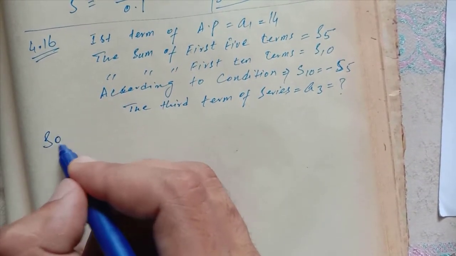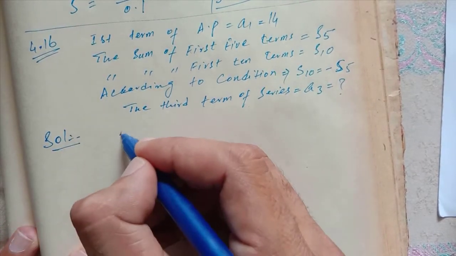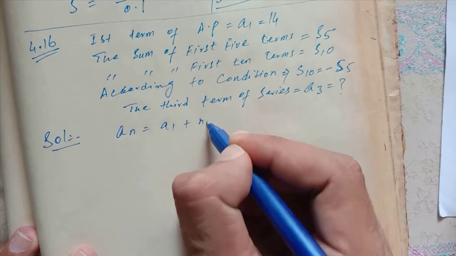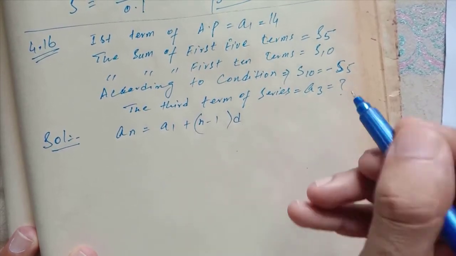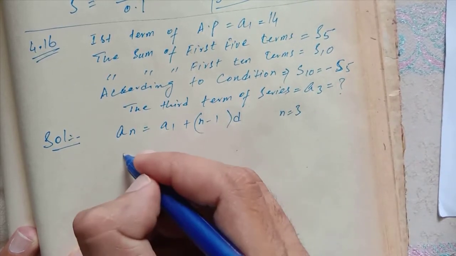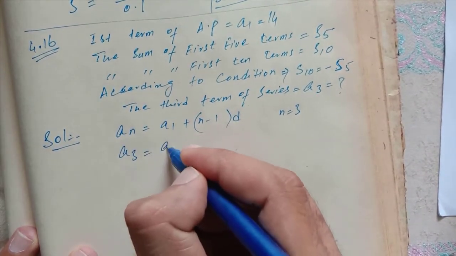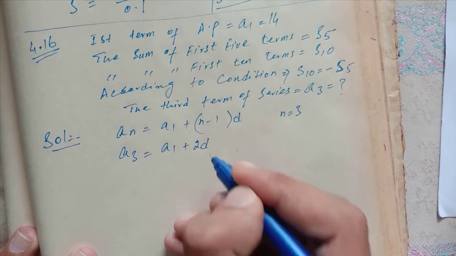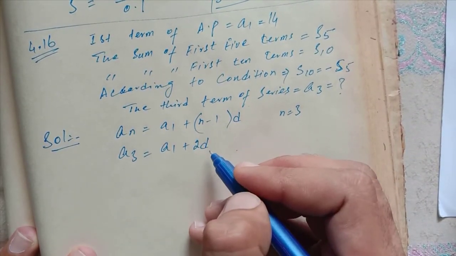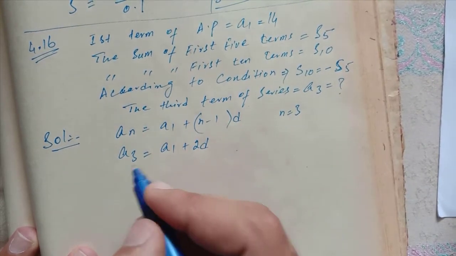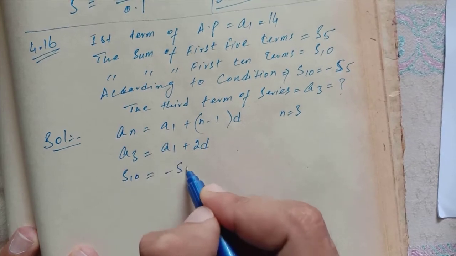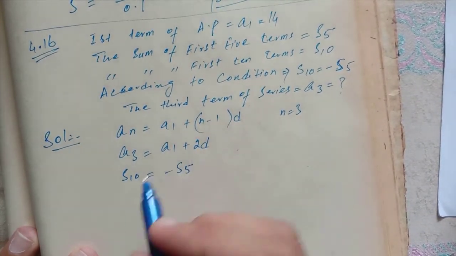So solution is An equal to A1 plus N minus 1 D. So N equal to 3. Then A3 equal to A1 plus 2D. Now we know that A1 equal to 14. First we find out D. So S10 equal to minus S5. So this is arithmetic progression.